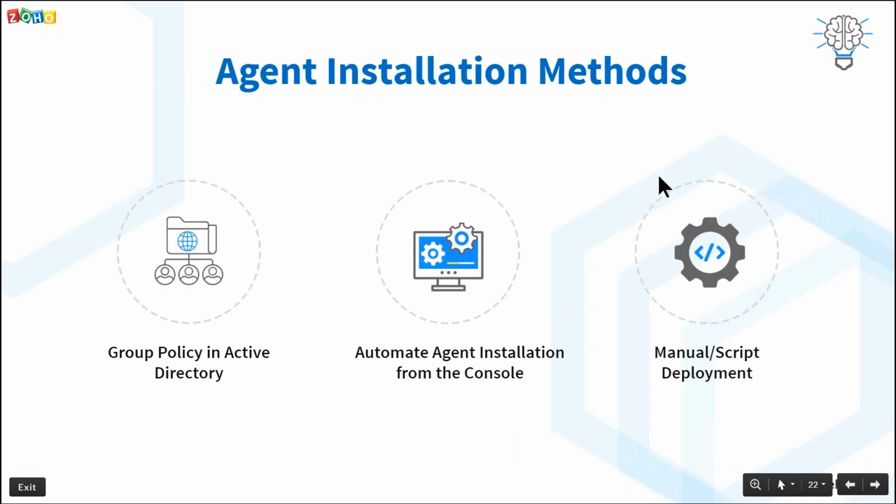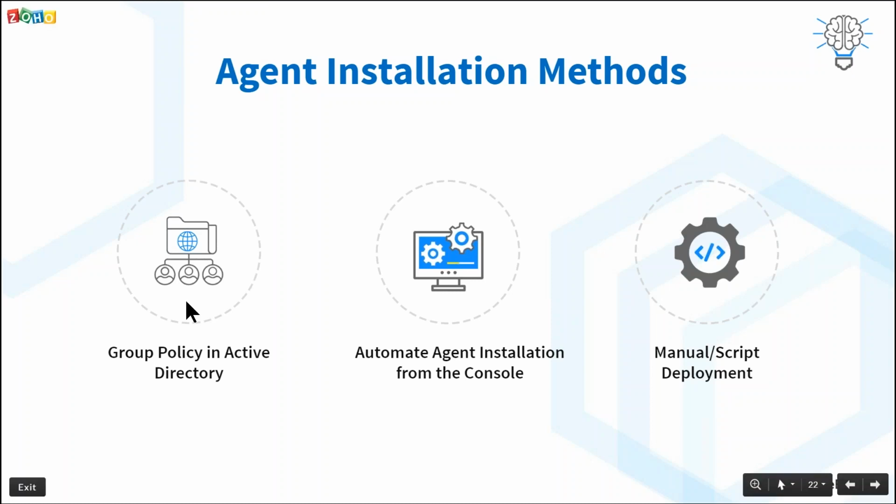Agent installation method. As you all know, Desktop Central is an on-premises solution, and the server application should be installed first, and you need to push agents to the client machines in order to manage those machines with Desktop Central. Let's see how to install those agents on the client machine. Agent installation can be done in multiple ways. The first one is Windows GPO or a startup script.